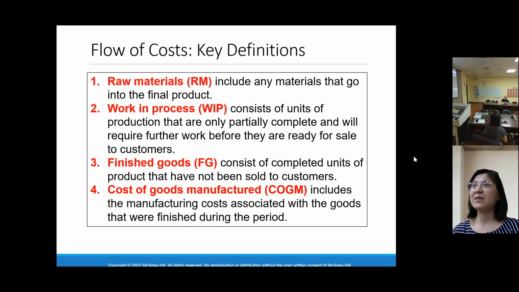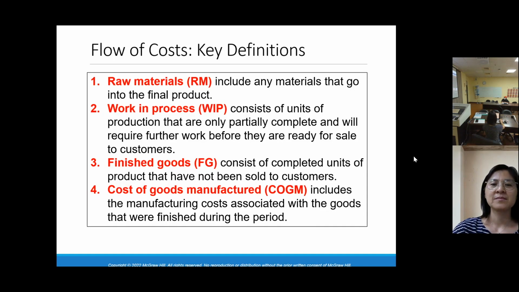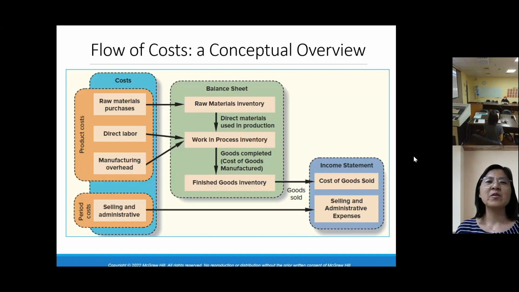Before doing that, you have to know RM, WIP, FG, and COGM, the four terms. I think just read the last one, cost of goods manufactured, COGM. That includes the manufacturing costs associated with the goods that were finished during the period. The key word here is finished, finished goods. So this is a chart for the flow of costs.